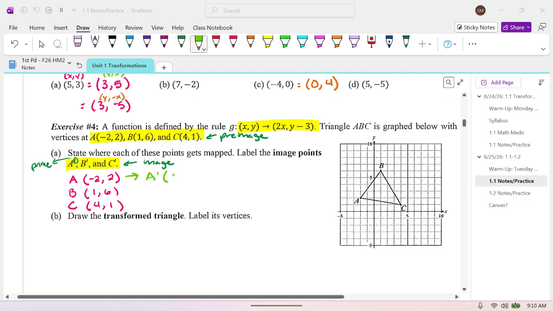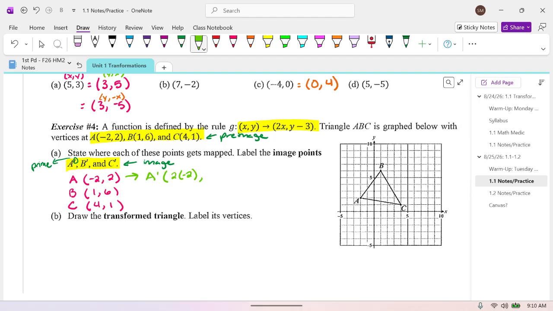2 times -2. So I'm going to do 2 times -2. Then what do I do? Not -3 times 2. 2 minus 3. So essentially, I'm plugging in the x and the y in for the x and the y's. I haven't done the operation yet. I'm just writing it out. So my new point would be what? If you do the operations now. -4, which is 2 times -2, and -1.